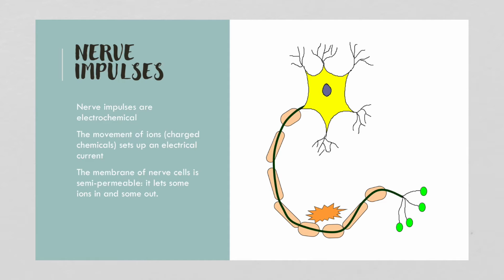So nerve impulses are electrochemical, and the movement of ions, or charged chemicals, sets up an electrical current. The membrane of nerve cells is semi-permeable, so it lets some ions in and some ions out. And that causes a voltage difference across the membrane.